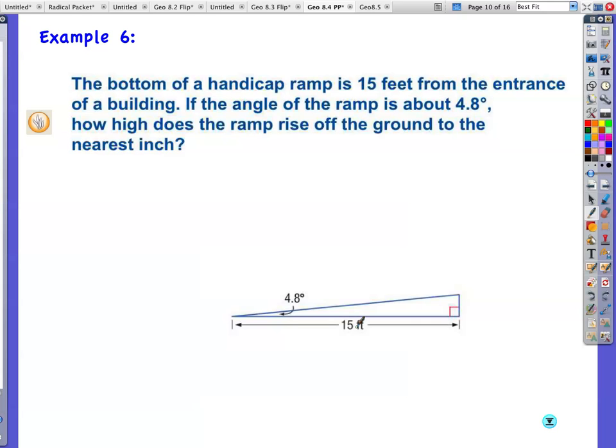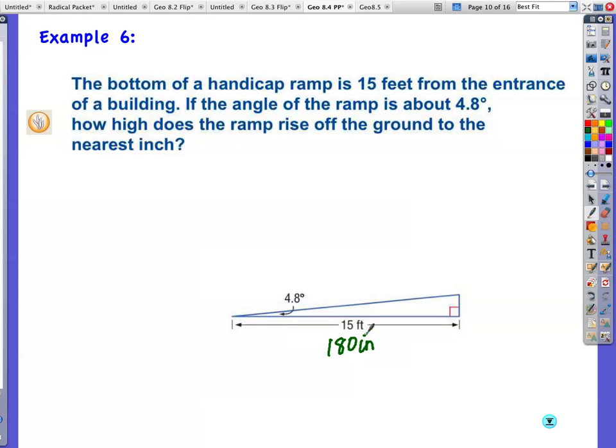You know what I might do? I think I'm going to be sneaky and convert 15 feet times 12 inches in a foot, because they want the answer to be in inches. So this is 180 inches. So I'm being sneaky and doing this right away. All right.